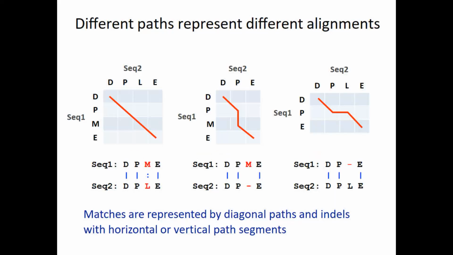So here, I show different paths. The first one is the diagonal path, and it shows the two sequences are aligned to each other. Three of the bases are matches, and one position is a mismatch. And in alignment 2, the vertical line indicates a gap in the horizontal sequence. And similarly, in alignment 3, a horizontal line indicates a gap in the vertical sequence.